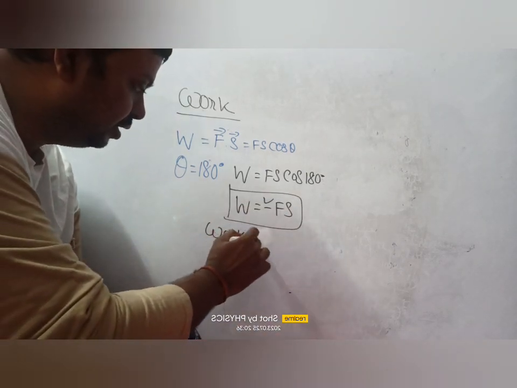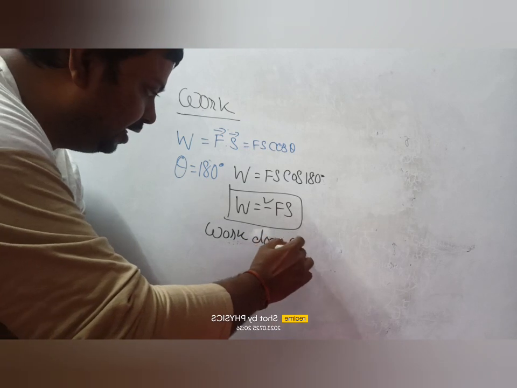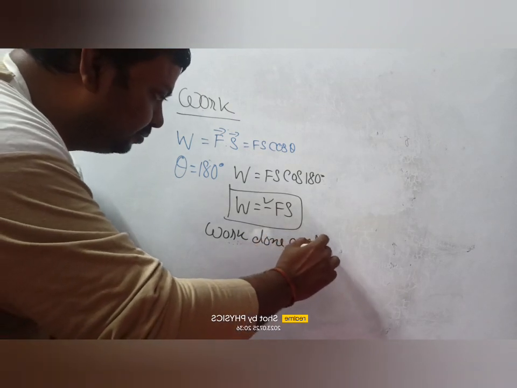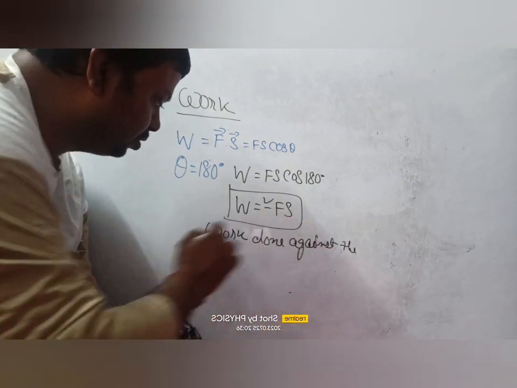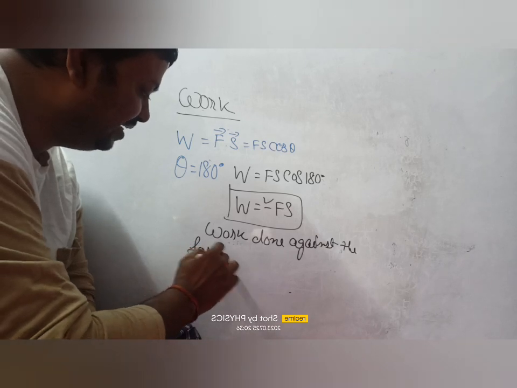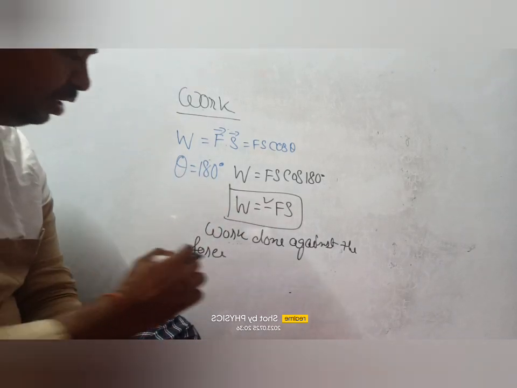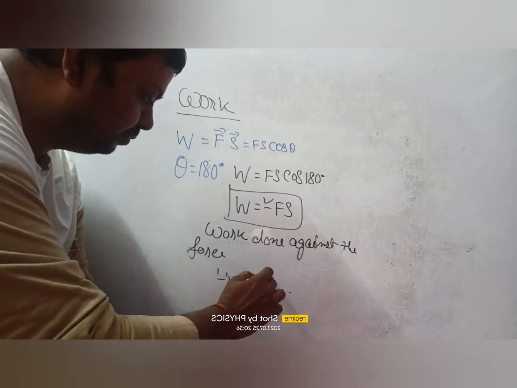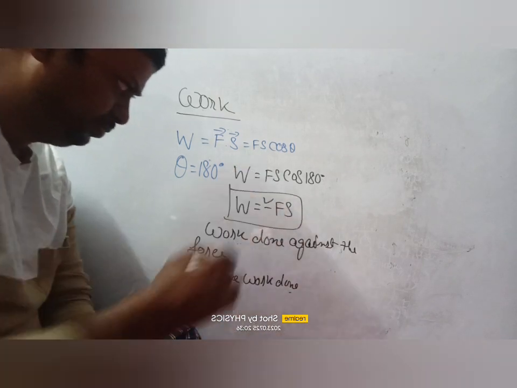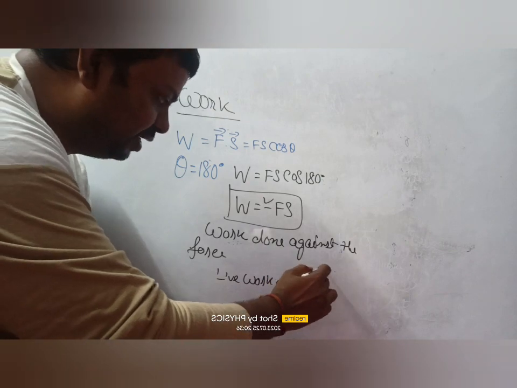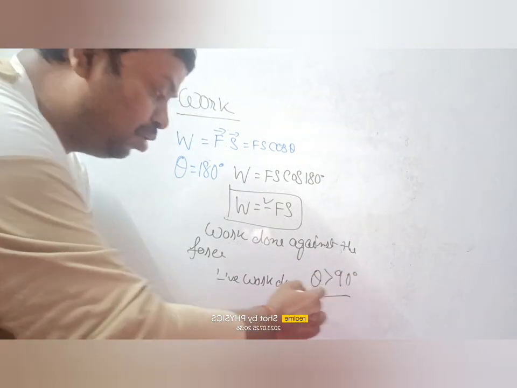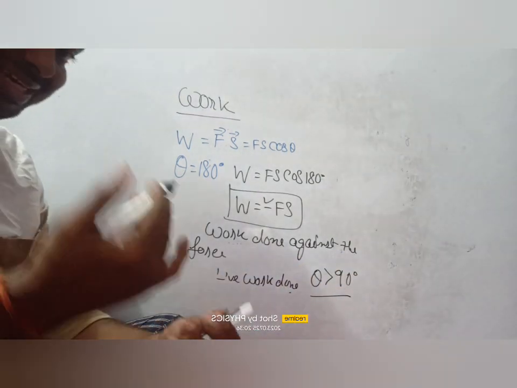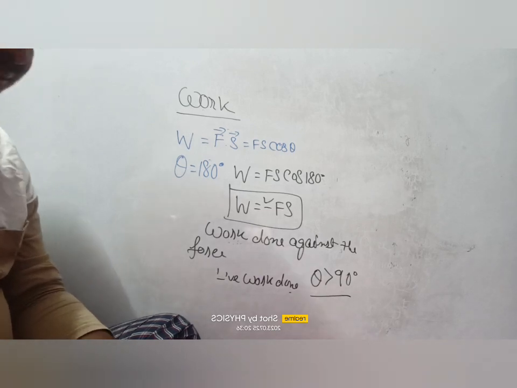Work done against the force. Now, what does negative work done stand for? If theta is greater than 90 degree, that is an obtuse angle, then we get the work done as negative.